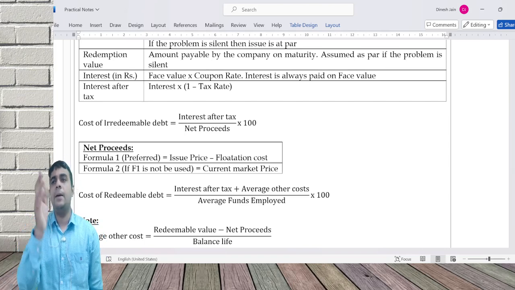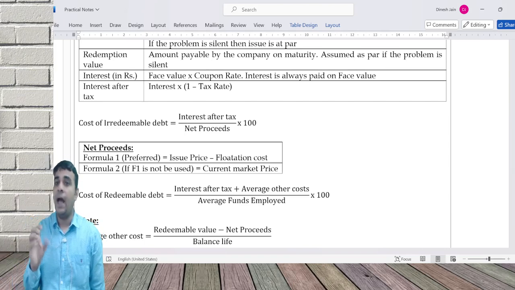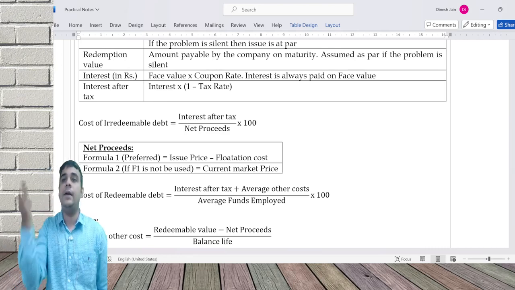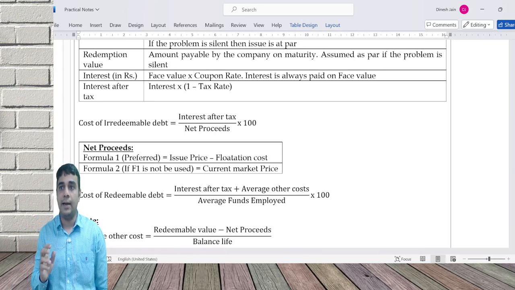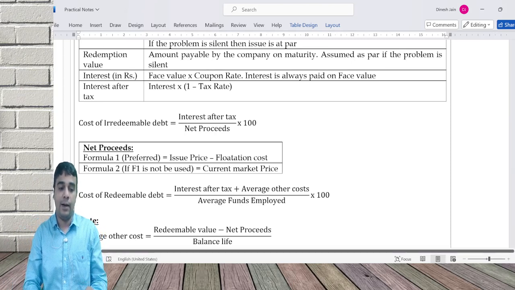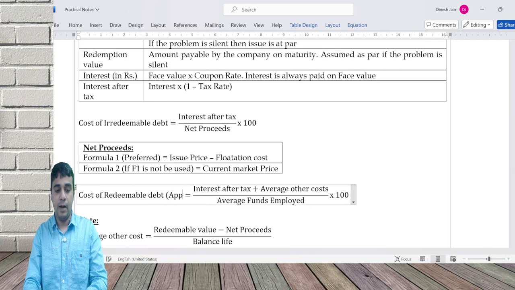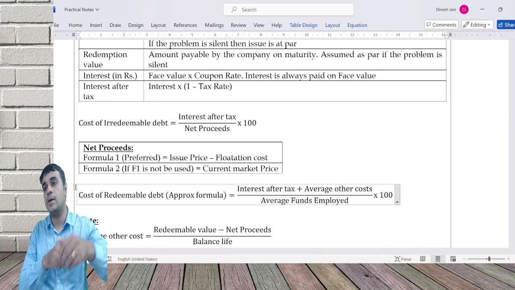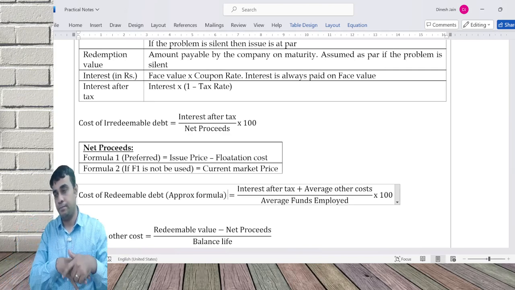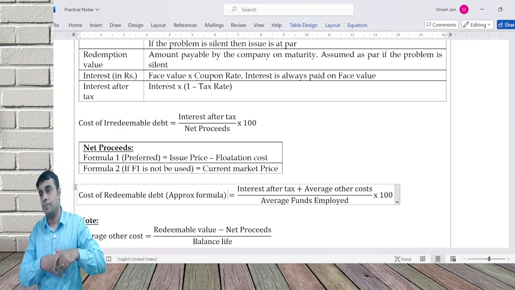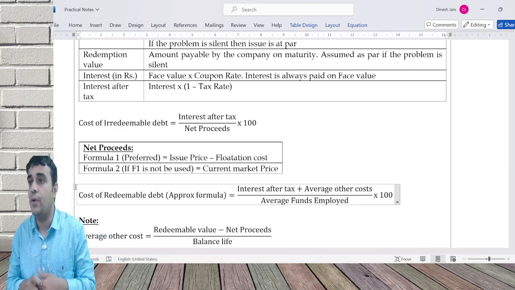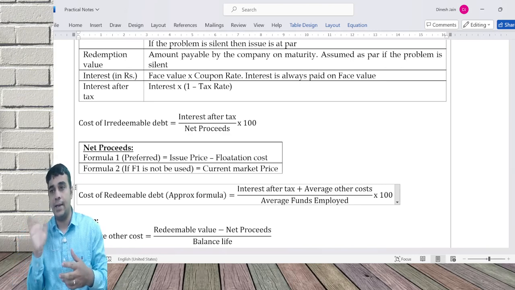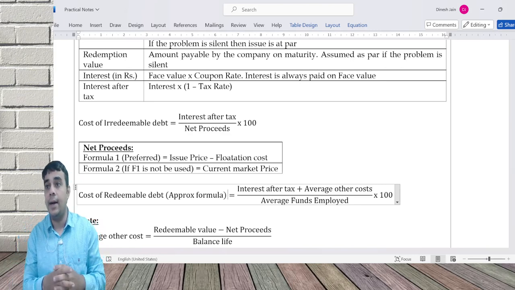Same logic, but there can be an average other cost. Because you have an average other cost where you have an opening value and closing value, the denominator says take average. In the redeemable debt formula, in brackets write approx formula, which is what we will use in many questions. Exact answer, if you want, we'll have to do the IRR technique. How to do IRR and all I'll explain later, but exact is through IRR technique.